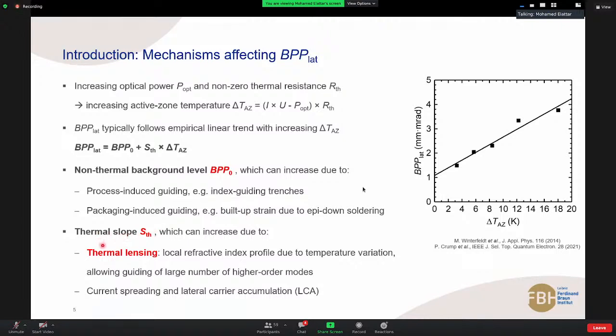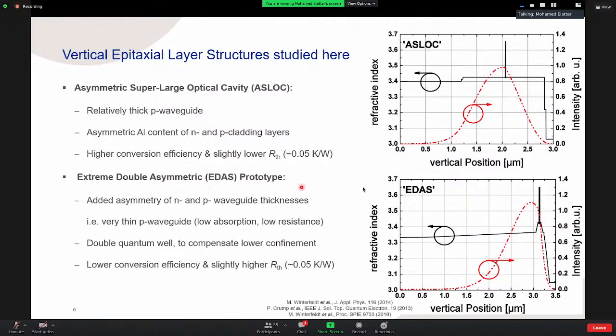On the other hand, the thermal slope can be affected by, for example, thermal lensing, which we will focus on today. Due to buildup or due to lateral temperature variation within the structure, a local refractive index profile is built up, which allows the guiding of a large number of higher order modes. Other mechanisms that can affect the thermal slope are current spreading and lateral carrier accumulation at the stripe edges.